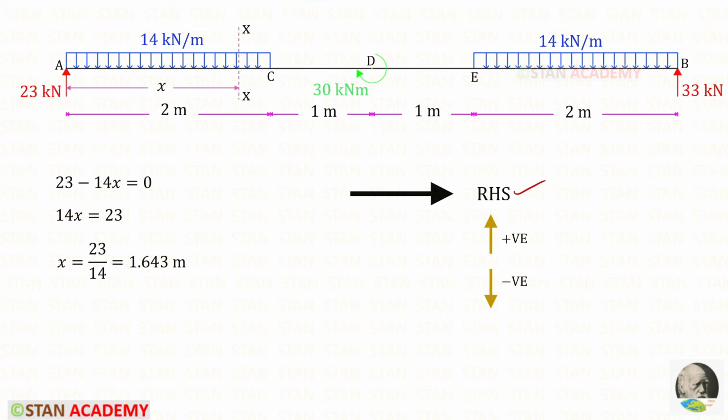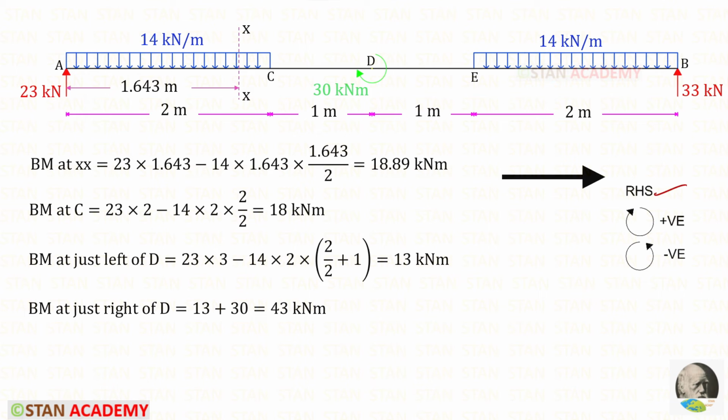Using the right hand side rule, let us find the shear force about the section. RA is acting upwards, so positive. The UDL is acting downwards, so it will be negative. For the UDL, we have to take the area. Up to the section, the area of the UDL is 14 into X. We know that at this section, the shear force is 0. For X, we will get 1.643 meter.